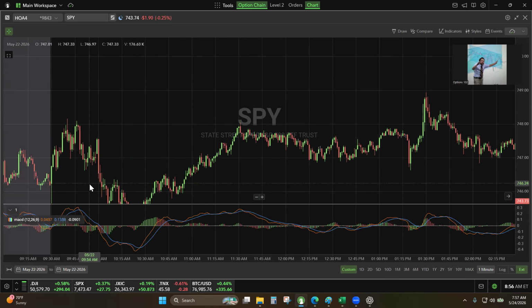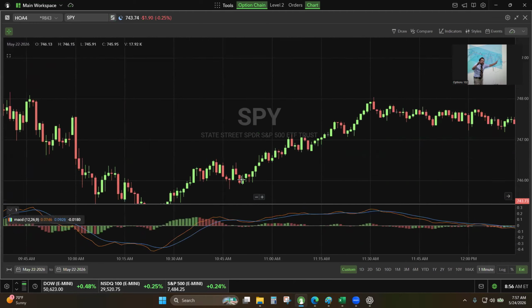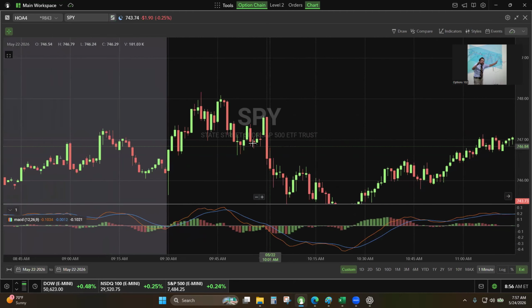And I was at 9:51. Let me zoom in a little bit more. Basically, I was out at 9:52 or 9:53. I was only there for a minute and took a stop loss. 9:51. Okay, so now we're still at a blue over red. We're on a downward trend.